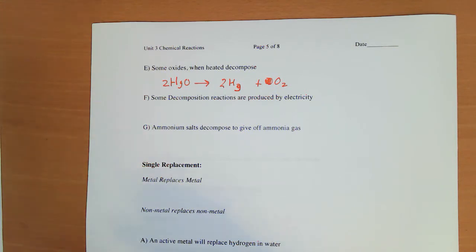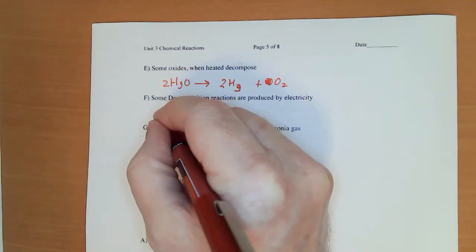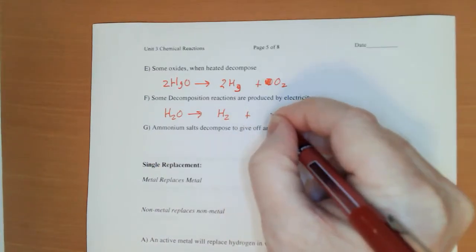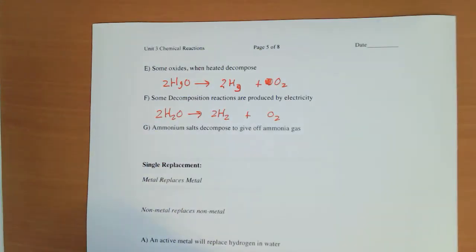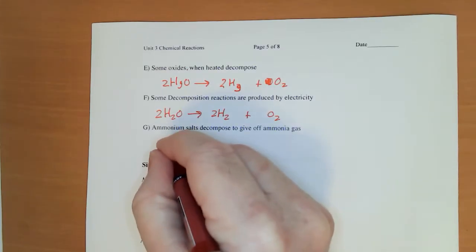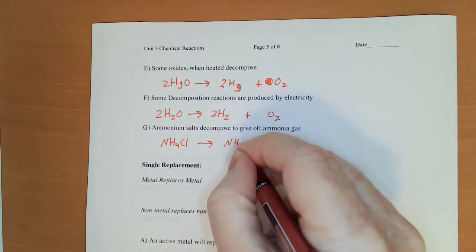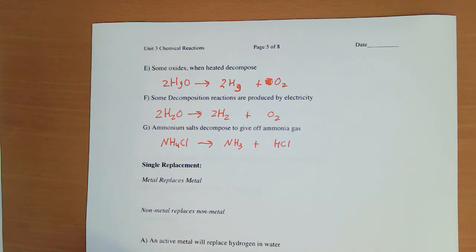Electricity. Electrolysis. This is something that I'd be showing you right now in the room. Have a big device to do this. You run an electric current through water, you get hydrogen and oxygen gas forming. Ammonium salts, like ammonium chloride, can break down and make ammonia and HCl. All right, now, that's all your decompositions.